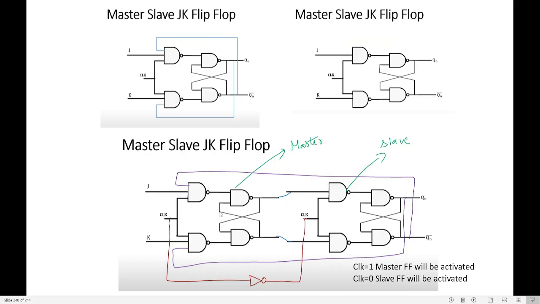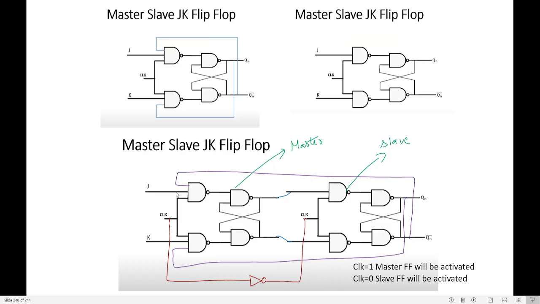Now tell me, my circuit master slave JK flip-flop has two inputs J and K and two outputs Q and Q bar. We know JK flip-flop has three inputs. So what we do? Slave's Qn bar is connected to J. Slave's Qn is connected to K.